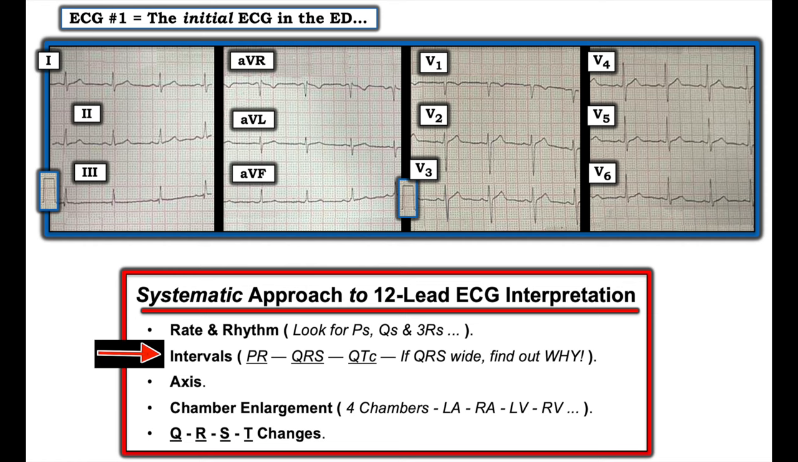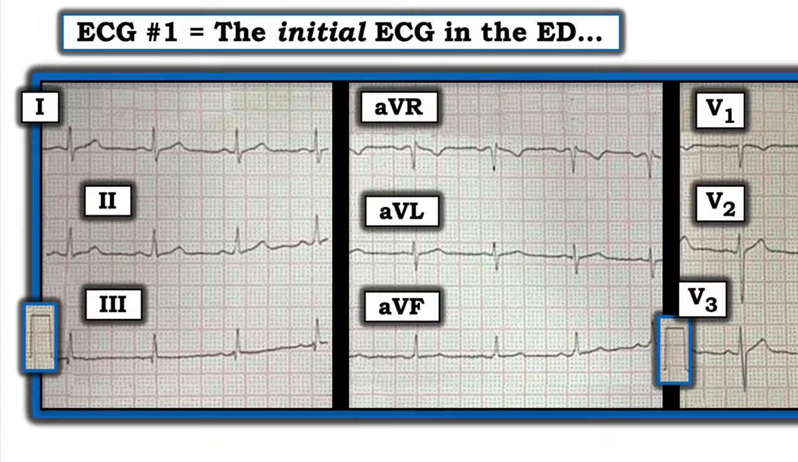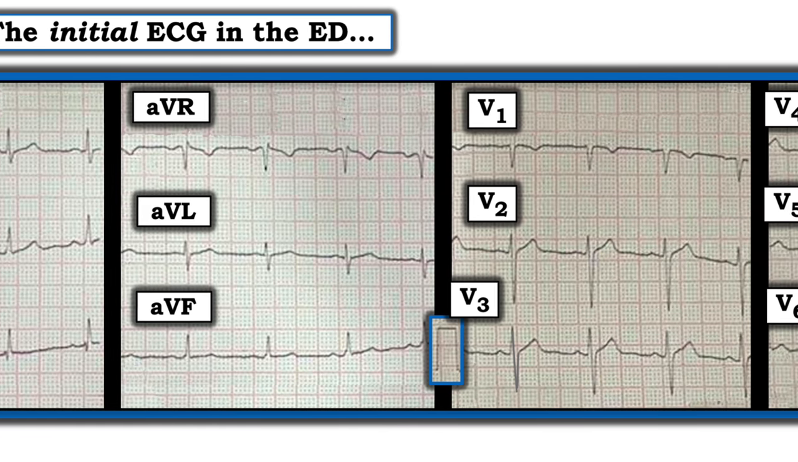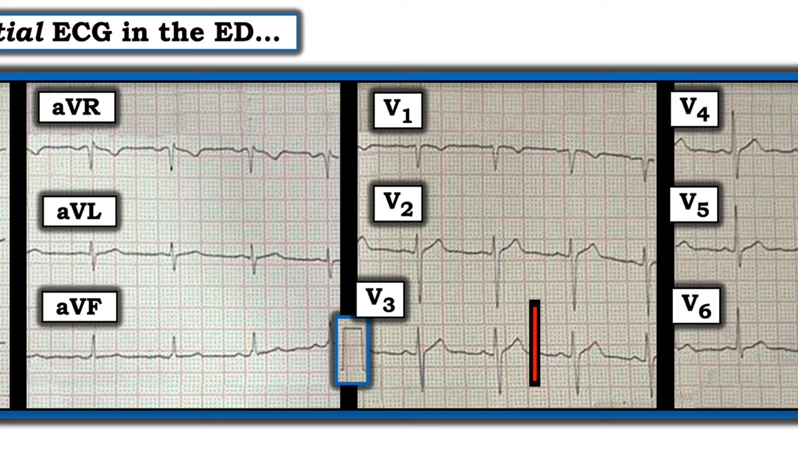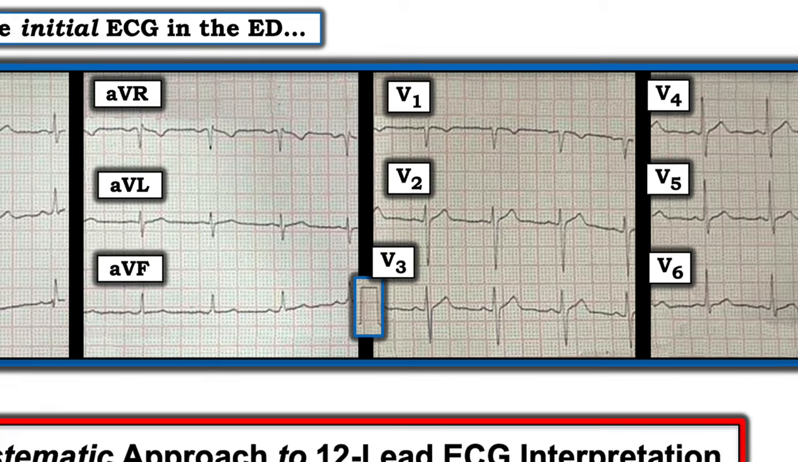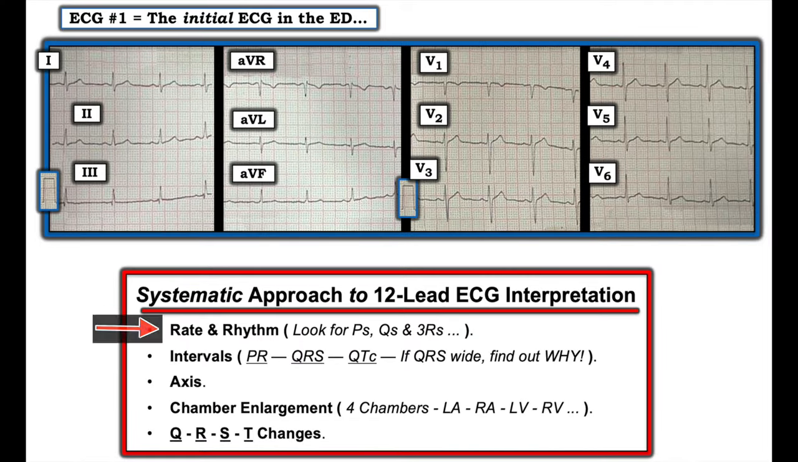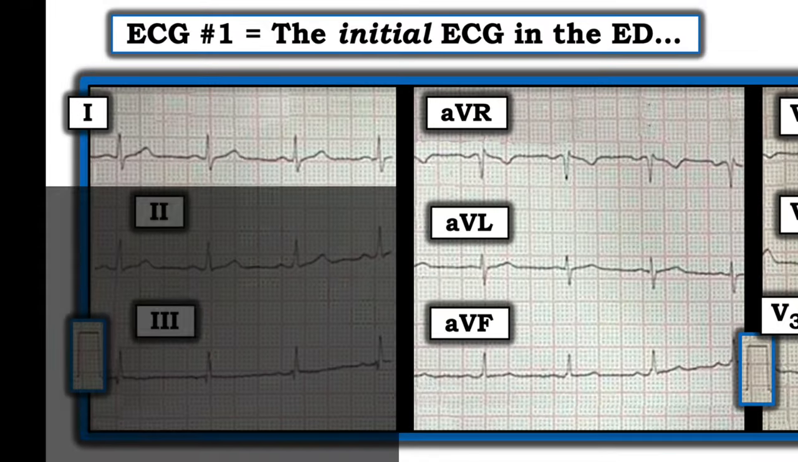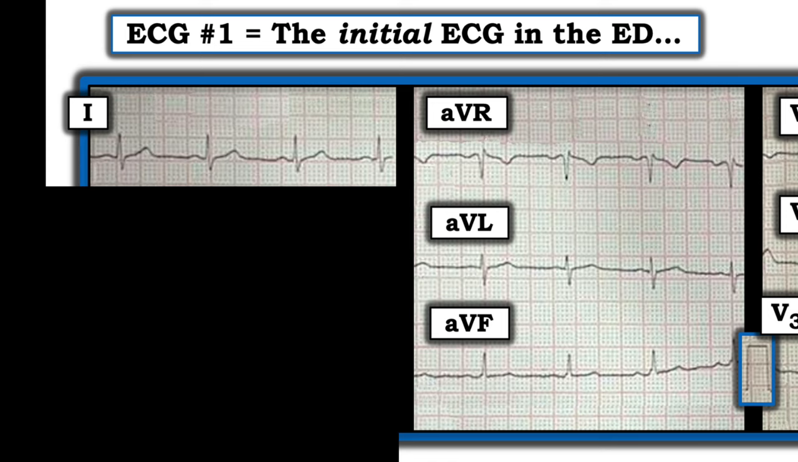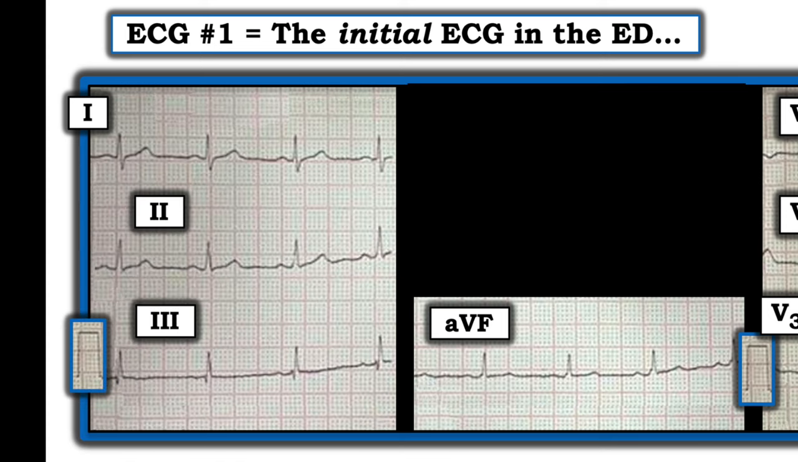Intervals. The PR interval is not more than a large box. It's fine. The QRS is not more than half a large box. It's fine. And the QTc is clearly not more than half the R-to-R interval. So that's normal. So sinus rhythm, normal intervals, the axis: we're upright in lead one, we're upright in lead aVF. It's a normal axis.